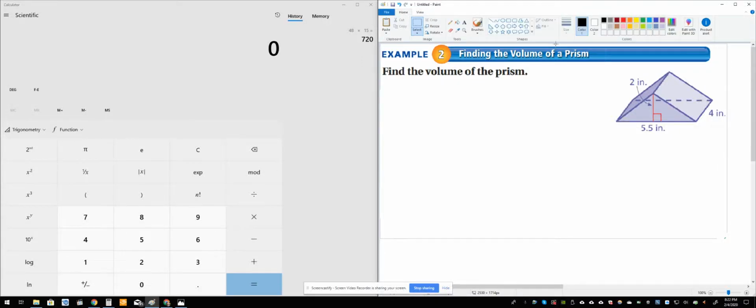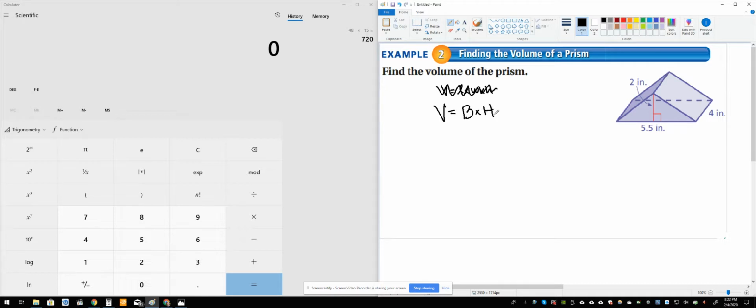Okay, so we're going to find the volume of this new prism. Now, the reason that this is important that we've gotten practice with our general formula here is because volume equals length times width times height no longer works for us. We can't just take our dimensions and multiply and get our volume. So this doesn't work.